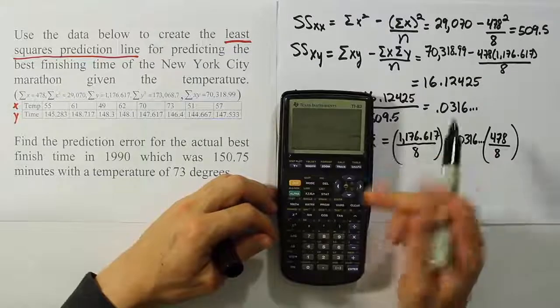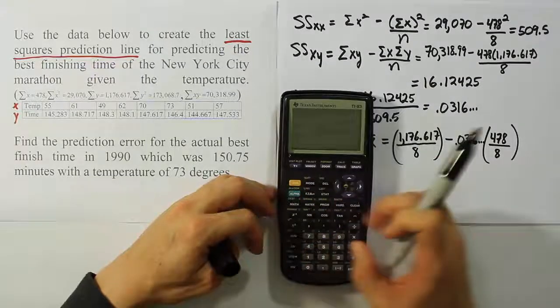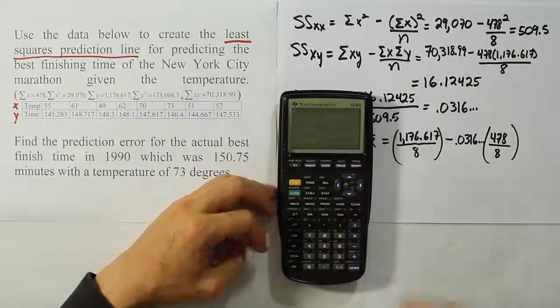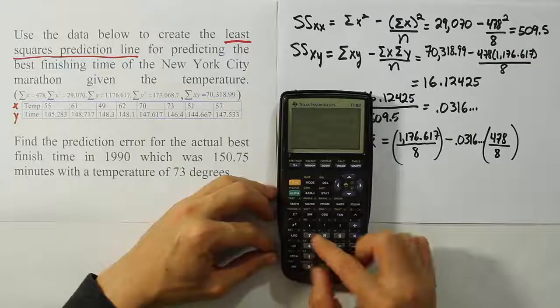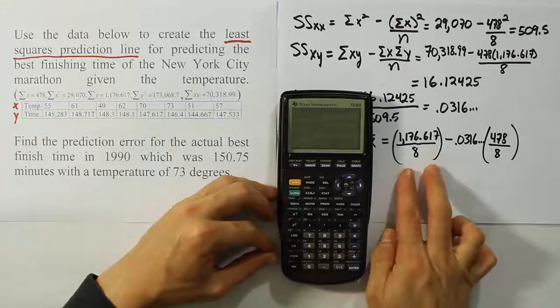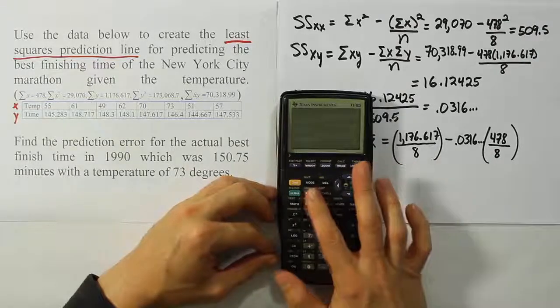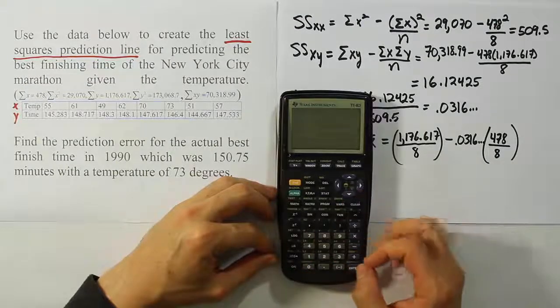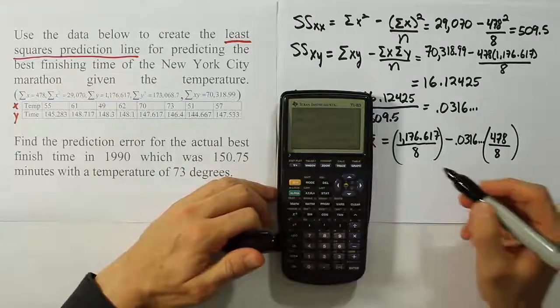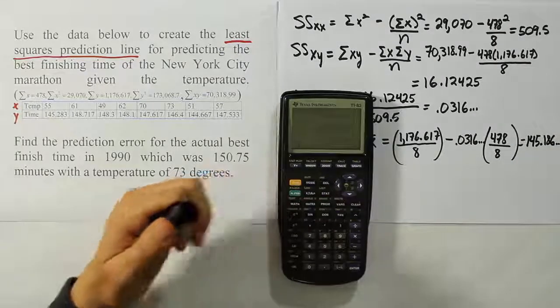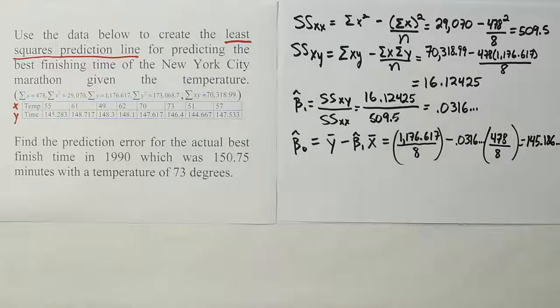Okay, so I still have my slope in my calculator, so I'm going to store that in the x position, right? So now I have that in my calculator under x, and what I can do is use that without having to round it later, right? So I'll have 1176.617 divided by 8. That's the first fraction, minus my slope, which I stored in my calculator as x, times 478 divided by 8. And when I finish all of that, I get the answer 145.186... right?